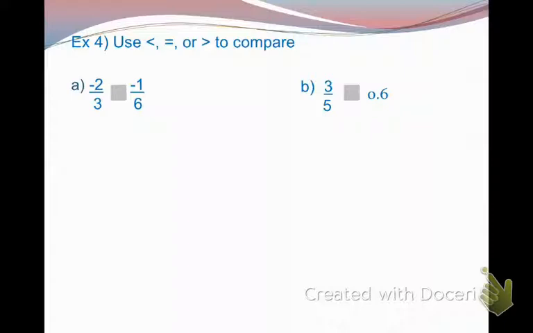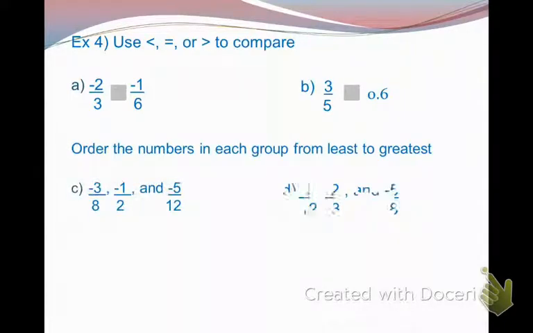Okay, compare. All right, so to figure out these kind of problems, to compare fractions, you are going to have common denominators. So 3 and 6, they're not common. So what's the common denominator? 6 is. This won't change, but this one will. 3 times what equals 6? Times 2. So that would be -4.